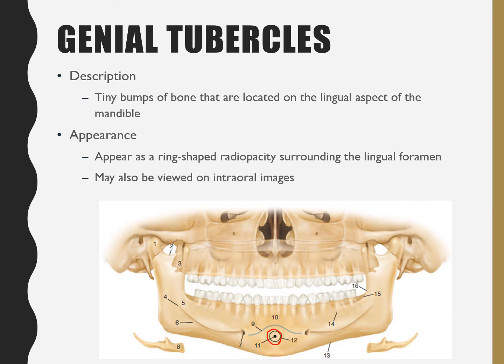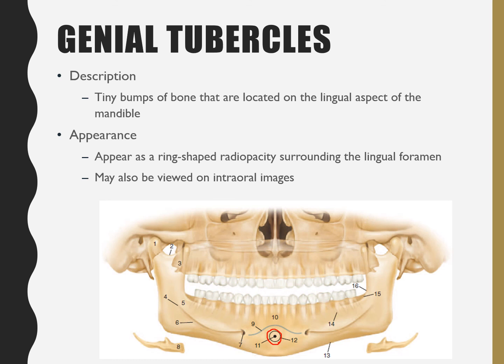That's number 12 right here. They are tiny bumps of bone that are located on the lingual aspect of the mandible. They're very happy. They're like happy little surfers because genial means happy, right? And tubercle is like tubular. So anyway, they appear as a ring-shaped radiopacity surrounded by the lingual foramen.